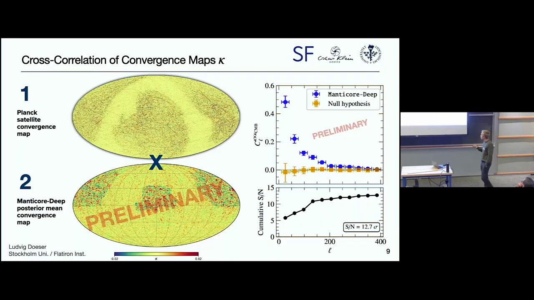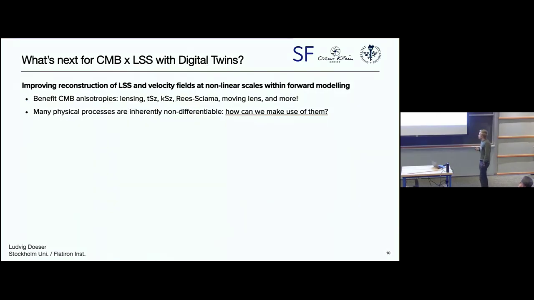So now, for the last couple of minutes, I would just like to show you the future of how we can go beyond this. And I've been working on a project on improving the reconstruction, on the nonlinear scales, both in terms of the density field reconstruction and the velocity field. So this can benefit a lot of different CMB anisotropies, from tSZ, kSZ, even the moving lens effect, and a lot of cool stuff that we could do.